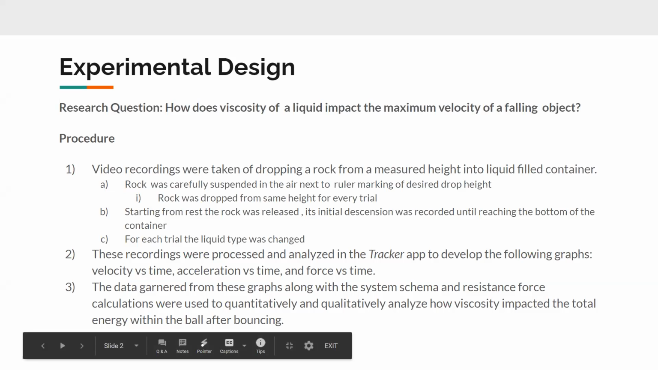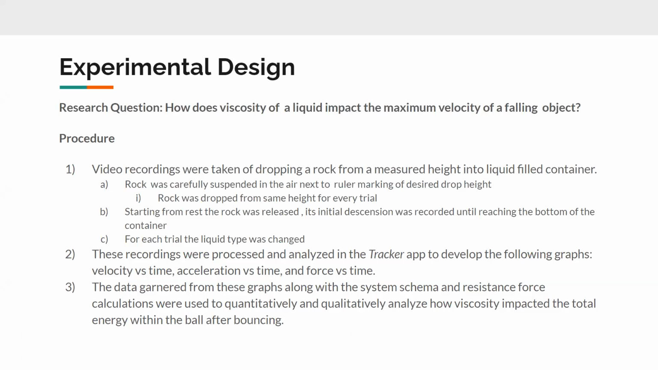In order to run our experiment, we took a rock weighing 0.065 kilograms and dropped it from a height of 4 inches into a container filled with one of 4 liquids. We chose liquids of varying viscosities, which included water, vegetable oil, syrup, and isopropyl alcohol. After recording each drop, we tracked the motion using Tracker, and from that, we developed the graphs that you'll see in a few slides. Using both this and the system schemas, it allowed us to analyze how the viscosity of the various liquids impacted the energy of the rock being dropped through these liquids.